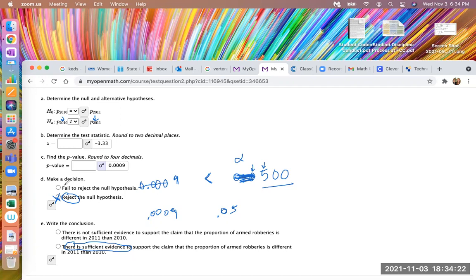And if we fail to reject the null hypothesis, we do not have sufficient evidence. So if you reject the null hypothesis, there is sufficient evidence, and those always go together, okay? And if I fail to reject, or do not reject, then I do not have sufficient evidence. Those two always go together as well, okay?